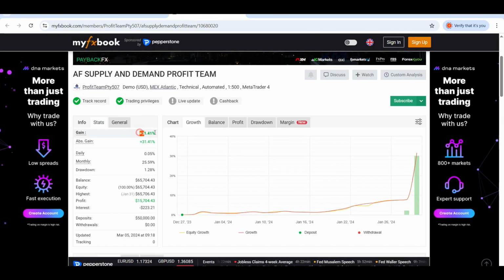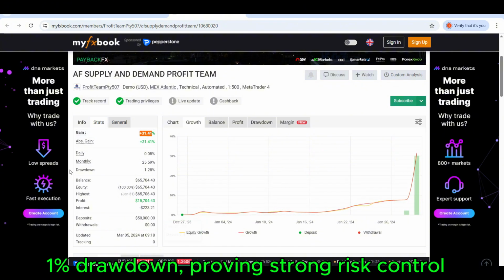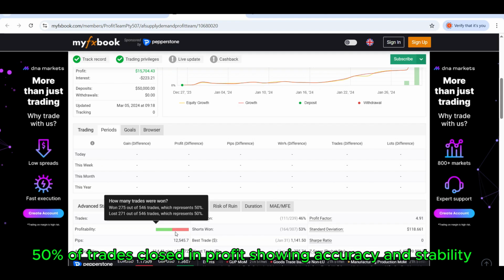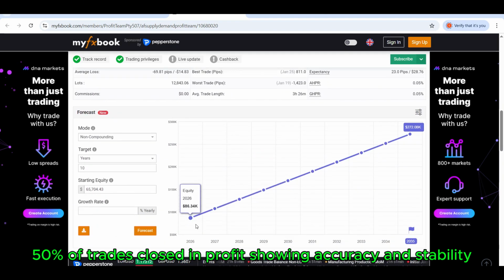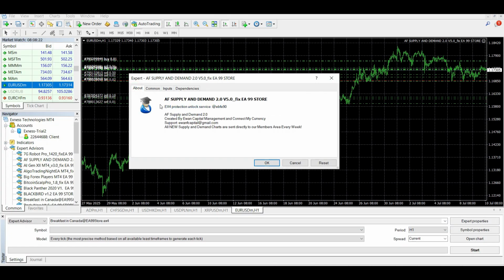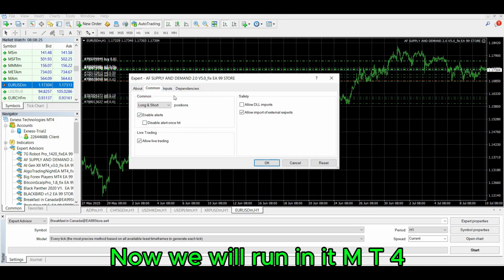31% total growth in live results. 1% drawdown, proving strong risk control. 50% of trades closed in profit, showing accuracy and stability. Now we will run Init MT4.